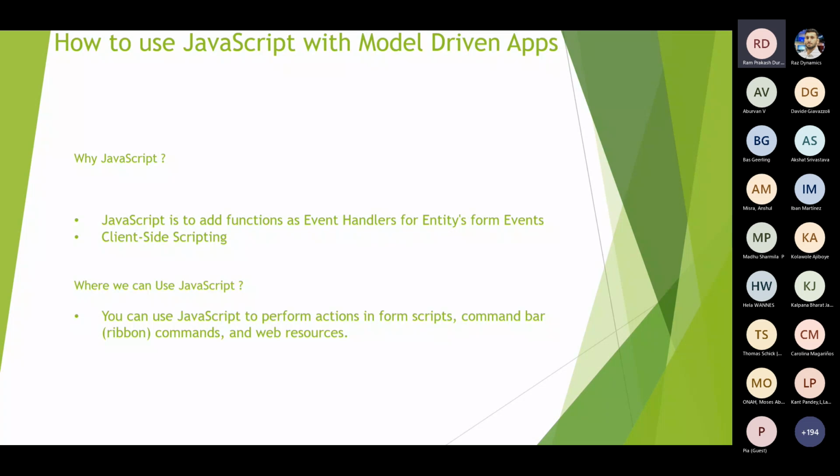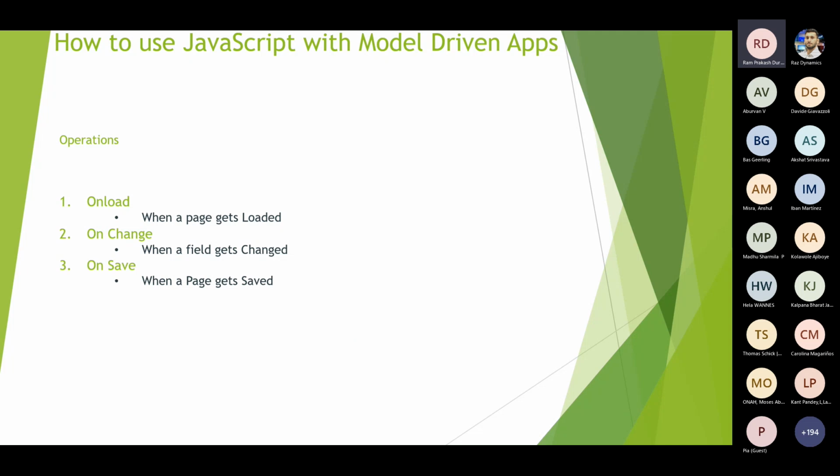These are the places where we can perform the operations, and using JavaScript we can trigger our Microsoft Flow, call our action, or get a value from some third-party services. We can use JavaScript to get such values easily and perform the operations. Then, going on with the slide, there are three operations available.